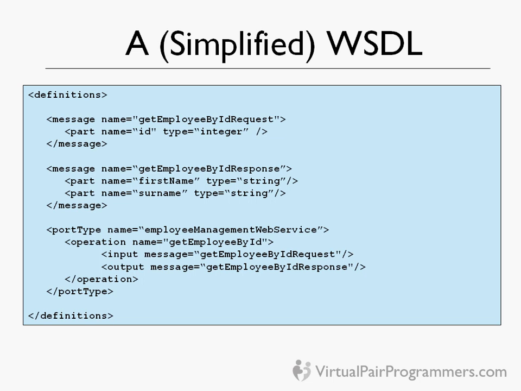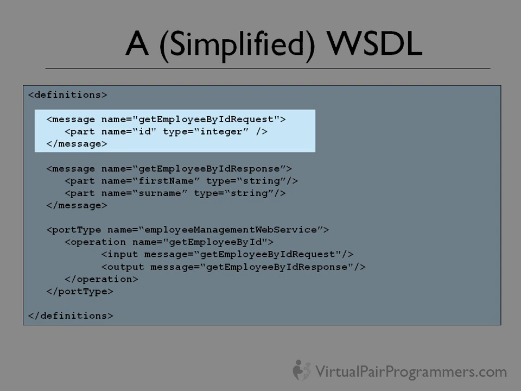SOAP web services work around the concept of messages. And these are the XML documents that are sent to the web service and are returned by the web service. So picking through the XML in here, we can see that there appears to be a message called getEmployee by ID request defined. It appears to have some kind of ID defined inside it of type integer. By the way, bear in mind that web services and SOAP are completely unrelated to Java.